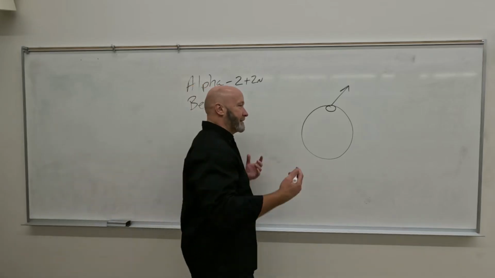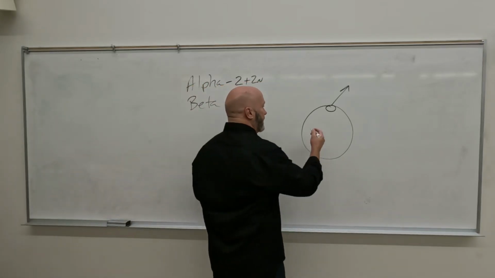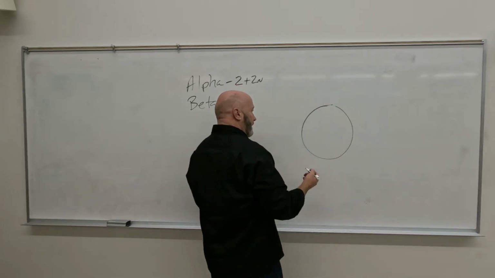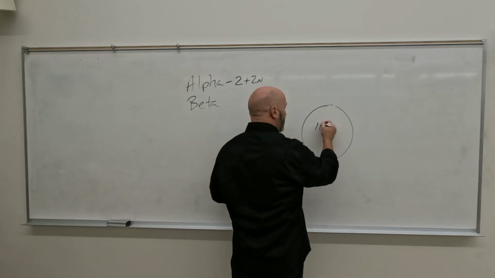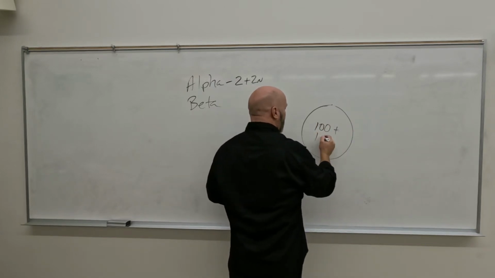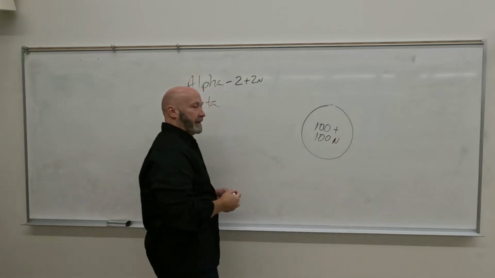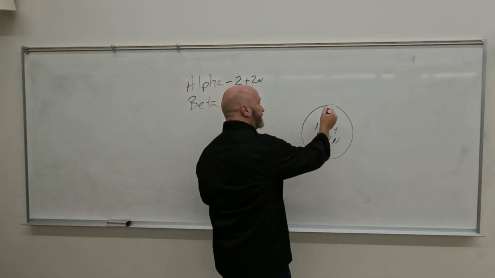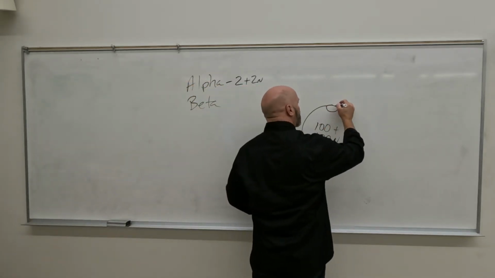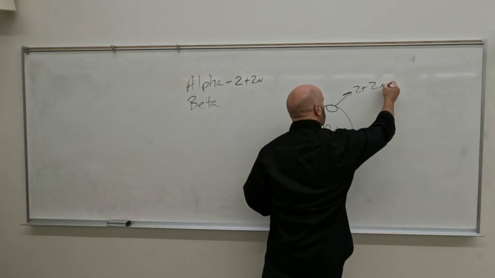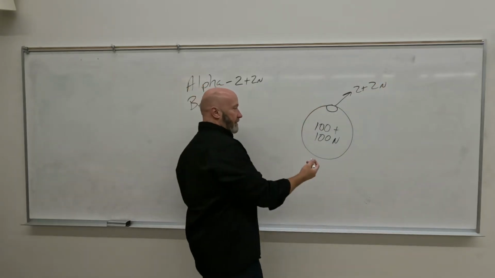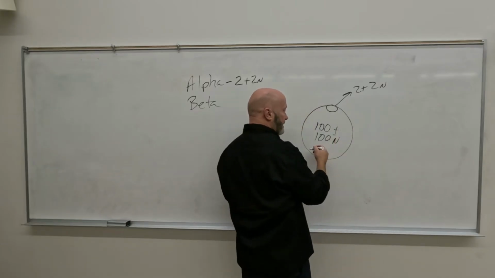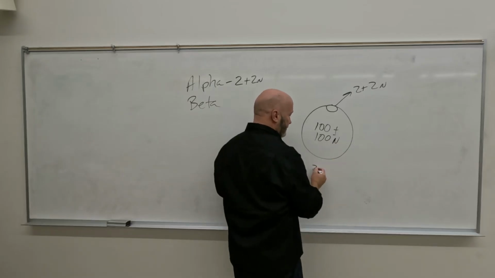So let's go with something hypothetical and something simple. Let's say before this happens, we have an atom that has 100 protons and 100 neutrons. So it's got 100 and 100. If we eject 2 protons and 2 neutrons from it, then first off, my atomic number is 100, right? That's our atomic number because it's the number of protons. Our atomic mass, though, is 200.